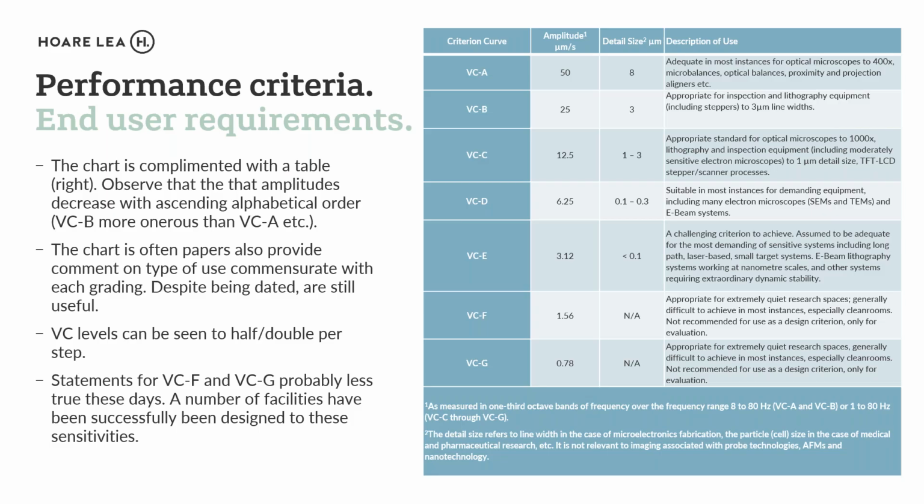One of the things that you will notice is that as you go up alphabetically, the amplitude becomes tighter, more onerous. And it's also, generally speaking, a halving of vibration level as well. So you can see the VCB is half of VCA and VCG is half of VCF. So that's an important thing to keep in mind as we go through. And as we say, these VCF and VCG levels of vibration have actually formed a design criterion for schemes that we work on today.